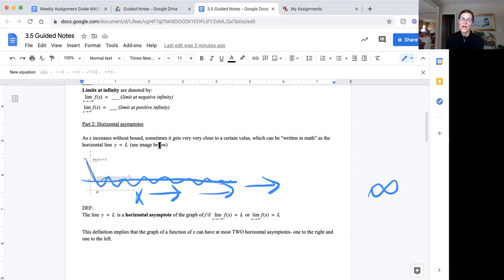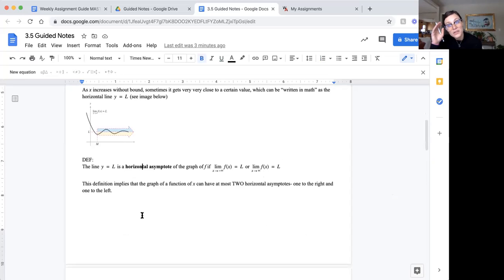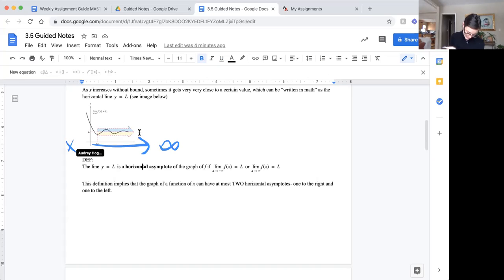And we can write that horizontal line as the function y is equal to L, where L is whatever number it happens to be. And so that's the actual definition of a horizontal asymptote. So hopefully your pre-calc brain is like, oh my gosh, cool. The line y equals L is a horizontal asymptote of the graph of f if the limit as x approaches negative infinity of f of x is L, or the limit as x approaches infinity of f of x equals L. So that is actually the value of our limit, because we can see that as x approaches infinity, our function is approaching that value. So our limit is equal to that value, whatever it is.